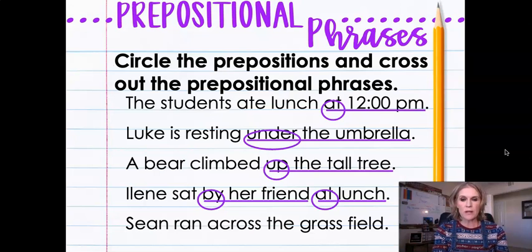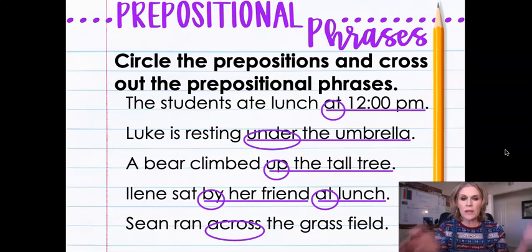Sean ran across the grass field. Let's first look for the word that tells us when, where, or how. Sean, that's a noun. Ran, that's a verb. Oh, across, right? That tells us movement or direction. And across what? Across the field. The field is the object of the preposition.